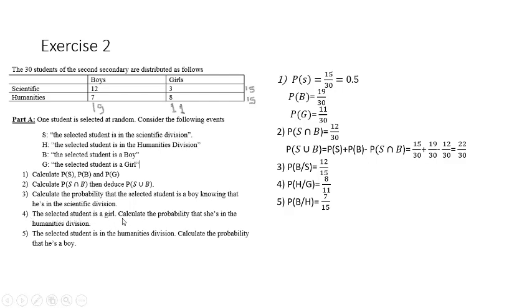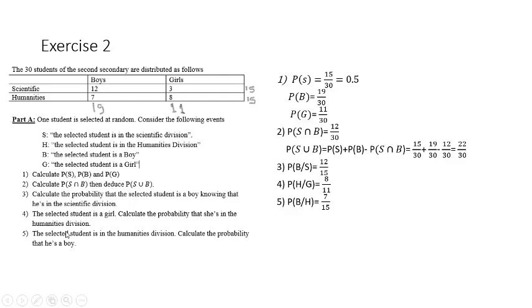The selected student is a girl. This is a condition. Calculate the probability that she's in the humanities division or the humanities section, sorry, is a girl in the humanities section. So the condition is girls. We should select only from the girls, okay? Only from the girls. Humanities are 8 out of 11, okay? We always take the total of the condition, okay?